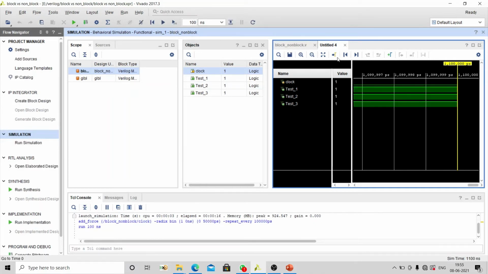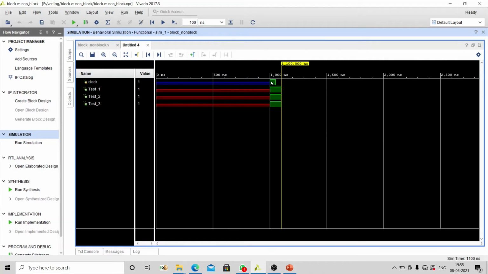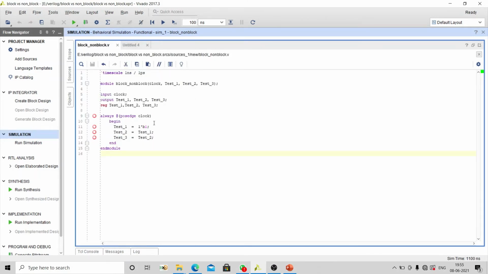Okay, so you can see here clearly this is my positive edge of clock. So this is at 1000 nanosecond time frame. There is one positive edge of clock. So whenever there is one positive edge of clock, the one is transferred to test1, then to test2, and then to test3. So test1 is assigned to test2, and again to test3 in a single clock cycle.